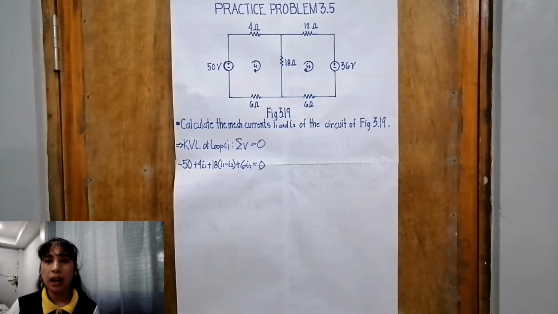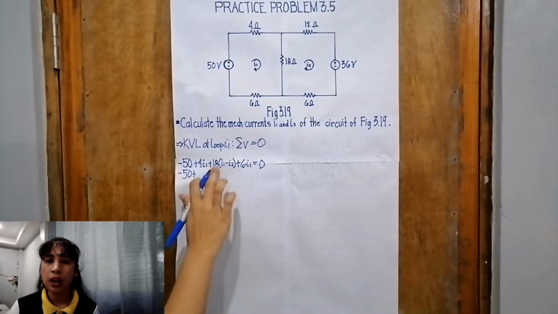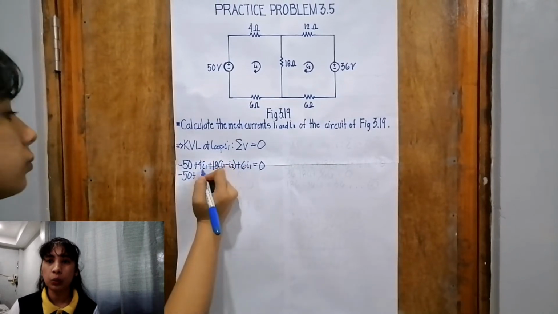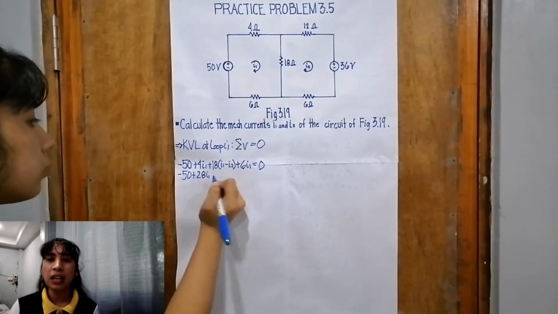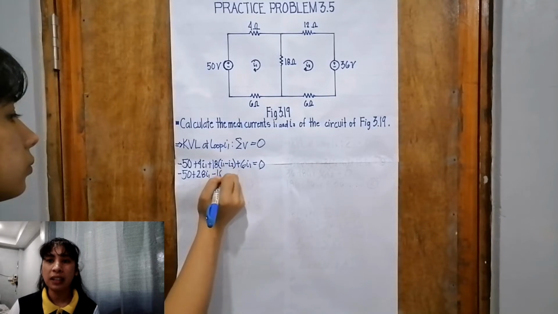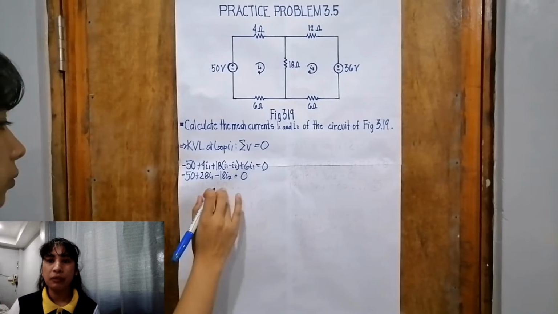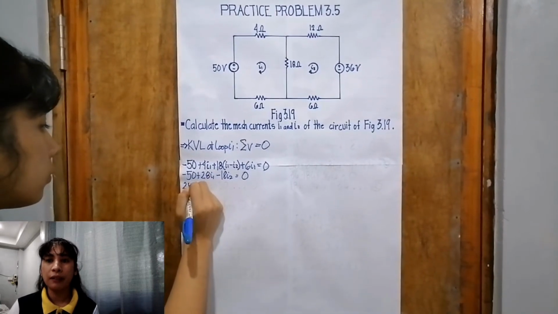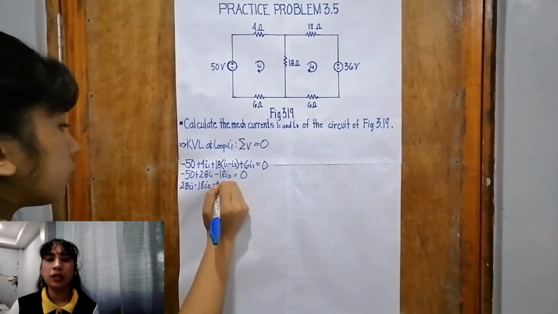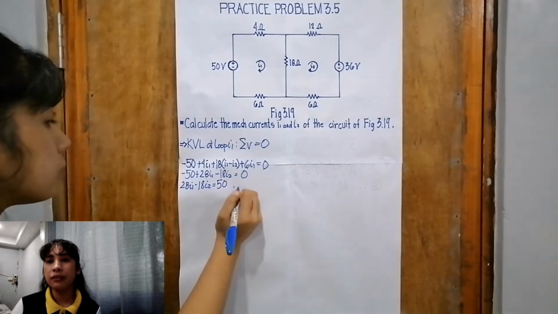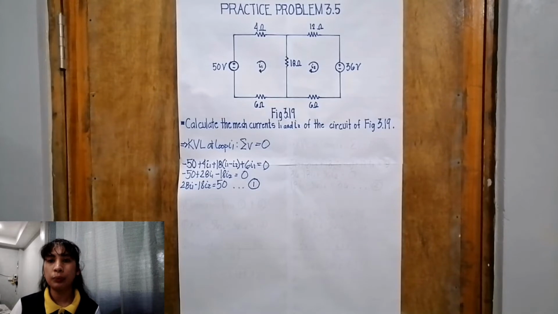And let's do some algebra here. Negative 50 plus for I1 we have 4 plus 18, it's 22. 22 plus 6, which is 28 I1, and then for I2 I only have this value here, minus 18 I2, and that equal to 0. Let's move this negative 50 to right side, so we will have 28 I1 minus 18 I2, that will equal to 50. Okay, let's save this as equation number 1, and let's move on to loop number 2.